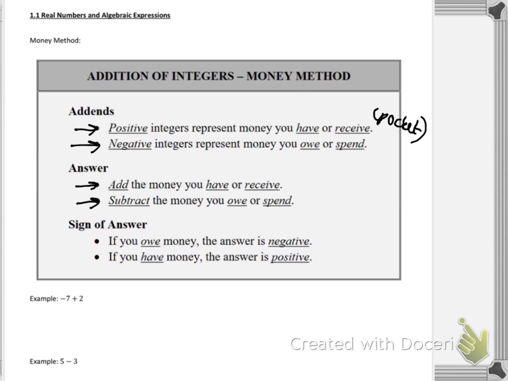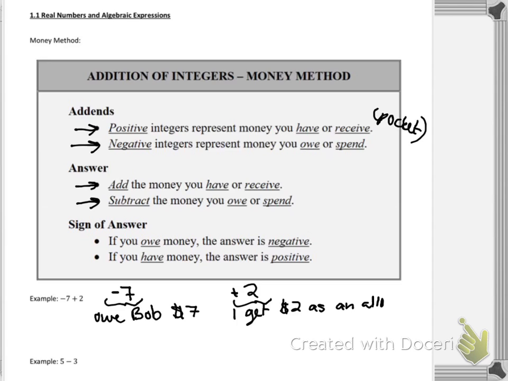Let's use this first example, which is negative 7 plus 2. Negative 7, that's a negative number. So that means that I owe, I don't know, let's make up a name. Let's say that this means that I owe Bob $7. And then the plus 2, I guess that means that I get $2 as an allowance or something. Maybe I'm a little kid or something.